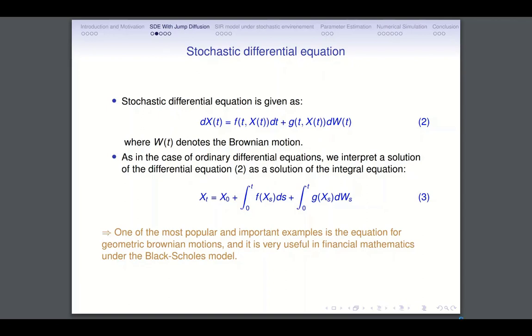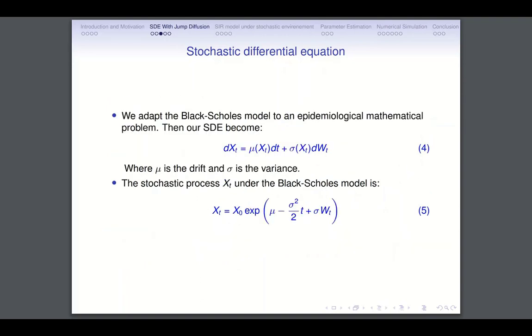If we consider this Brownian motion as a geometric Brownian motion, we are in the case of the Black-Scholes model. This Black-Scholes model is one of the most popular and important models used in finance. So the idea here is to adapt the Black-Scholes model to an epidemiological mathematical model.